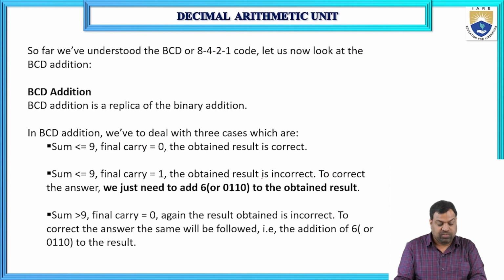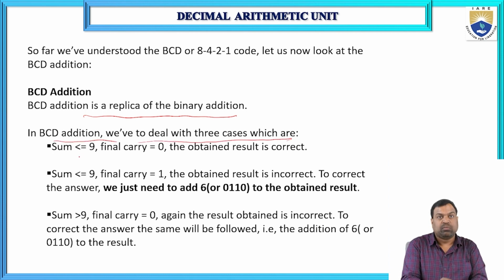Okay. So now BCD addition, as a replica of binary addition. What is the condition for BCD? There are 3 cases. If the sum is less than or equal to 9 and the carry equals 0, the result is correct. If the sum is less than or equal to 9 and the carry equals 1, then the result is incorrect. To correct the answer, we just need to add 6, or 0110, to obtain the result.